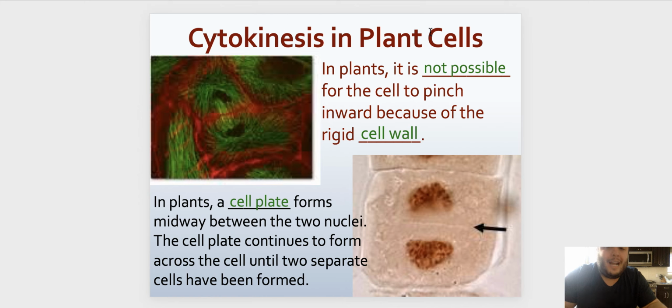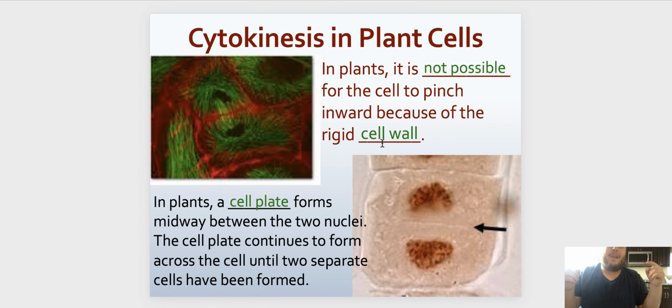So in plants, it's not possible to pinch inward because of the cell wall. Remember back to our organelle unit where we learned about plant cells versus animal cells. One of the biggest distinctions is that plant cells will have a cell wall that surrounds the membrane, right? And the cell wall is very rigid and sturdy, and it gives the plant its structure and extra protection. So when you think about cytokinesis, how would a plant cell be able to split into two if it has that rigid cell wall?